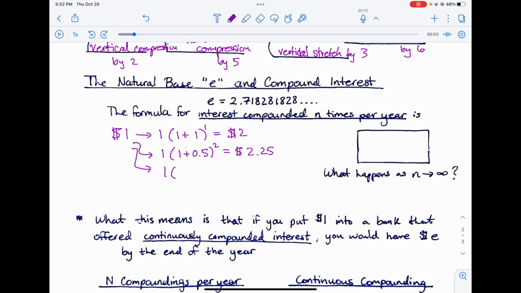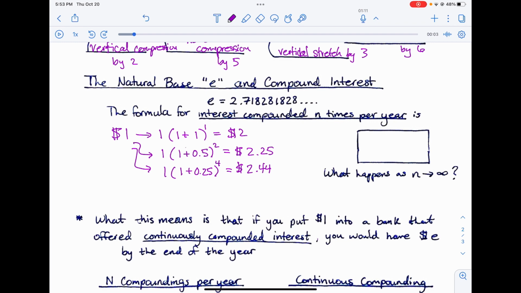What if they did this 4 times a year? So you would take that 100%, divide it by 4, and they'll apply 25% 4 times in a year. So they'll do 25%, which is 0.25, and they'll do this 4 times. That's why we have to the power 4. What is this going to give you? Well, that's going to be 1 times 1.25 times 1.25 times 1.25 times 1.25. That's going to give you 2.44, or $2.44.